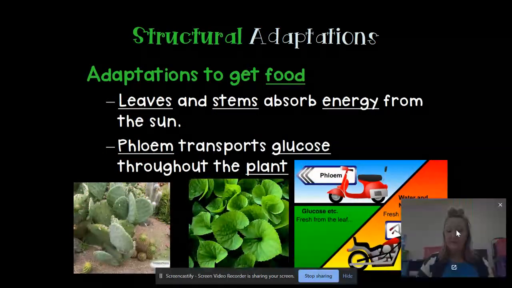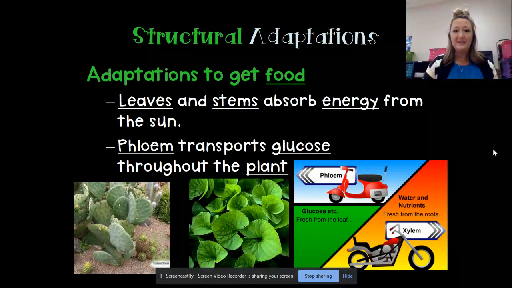Structural adaptations for getting food. So we're going to talk about several different reasons why plants have structural adaptations, and the first reason is to get food. And we know that plants go through photosynthesis, and so they need leaves, which remember have lots and lots of plant cells with chloroplast, so that they can absorb that energy from the sun and transform it into glucose. Now that glucose has to get transported throughout the whole plant because remember, cellular respiration is going on in all the cells in that plant. So phloem are these special tubes that transport glucose throughout the plant. So that's an internal structural adaptation for a plant.